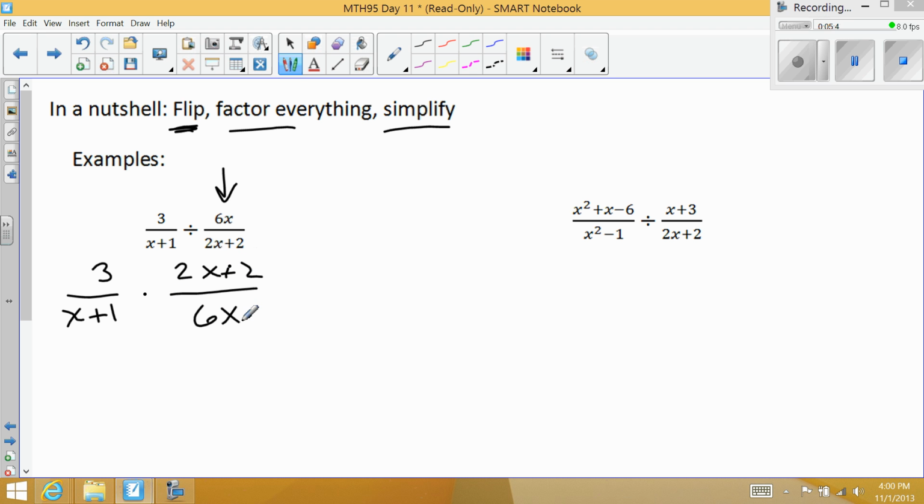So first thing, we'll rewrite it as 2x plus 2 over 6x. Again, the expression before the division does not change. It's the one we're dividing by that we flip, and that turns us into a multiplication problem.